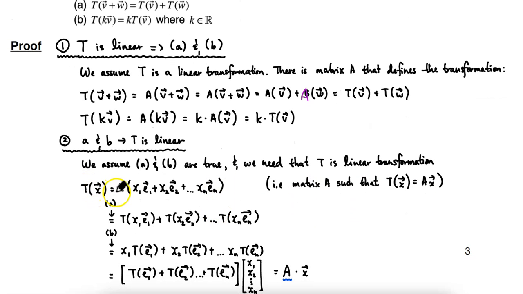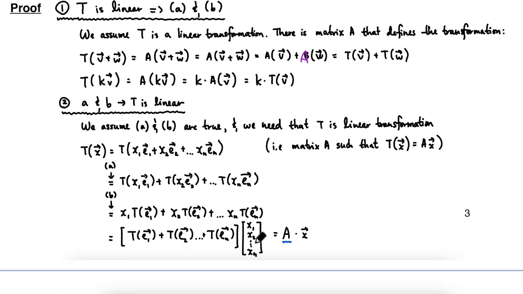So firstly, T of X is equal to T of, if we expand vector X, X1 times E1 plus X2 times E2, etc. And by using property A, we can split all these additions, and it's now T of X1 E1 plus T of X2 E2 plus T of X3 E3, and so on. And from here, using property B, we can extract all the factors X1, X2, X3. So we end up with X1 T of E1 plus X2 T of E2 all the way to the end, which can be written, in fact, as a matrix times a vector. It's the matrix whose columns are T of E1, T of E2, all the way to T of En, times vector X1, X2, Xn.